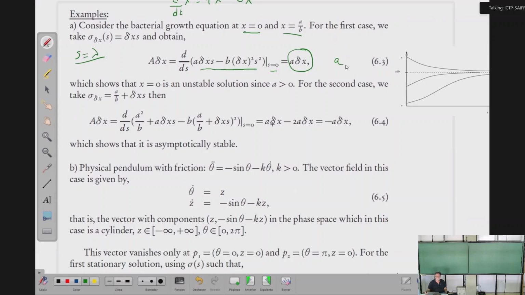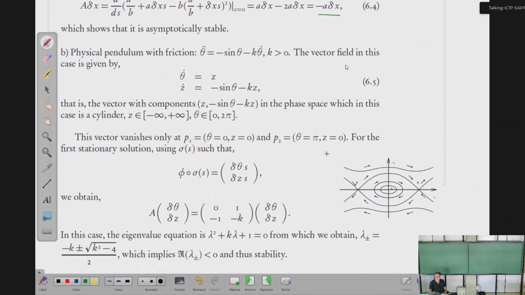For the second case, the curves we take are sigma delta x equal to the value at the stationary solution, which is different from 0, plus the perturbation. And so when we do the calculation, we know a times delta x should be the derivative of this thing now, but evaluated at these points, at s equal to 0. And what we get here is, when you do these derivatives, you get minus delta x. So this is stable because the real part is negative.